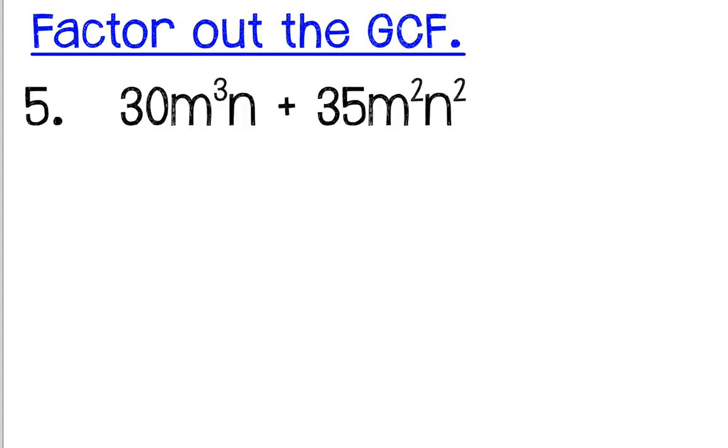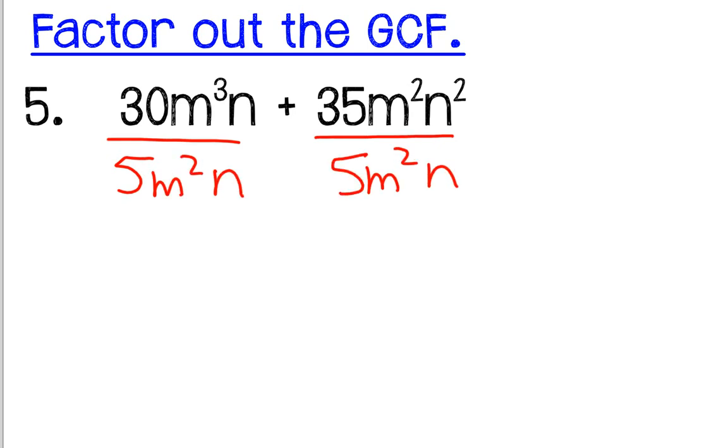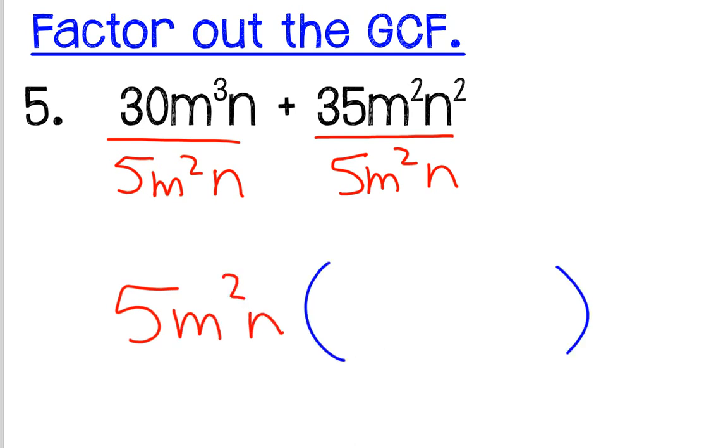Two more. Now in this example, my lowest variable power for m was 2. So I am able to divide each of the terms by 2 m's. And what remains after I divide by that monomial is 6m plus 7n.